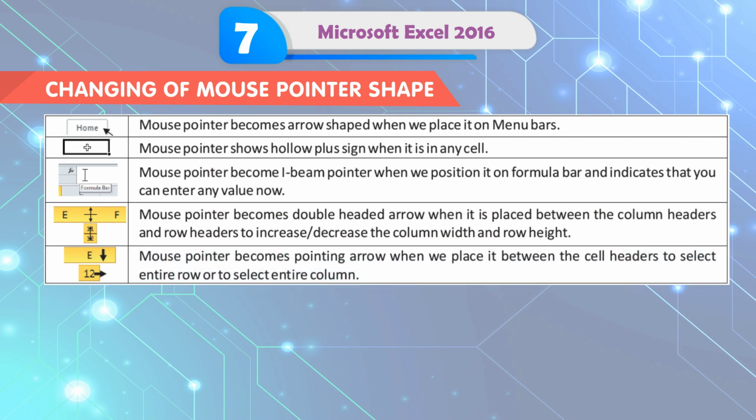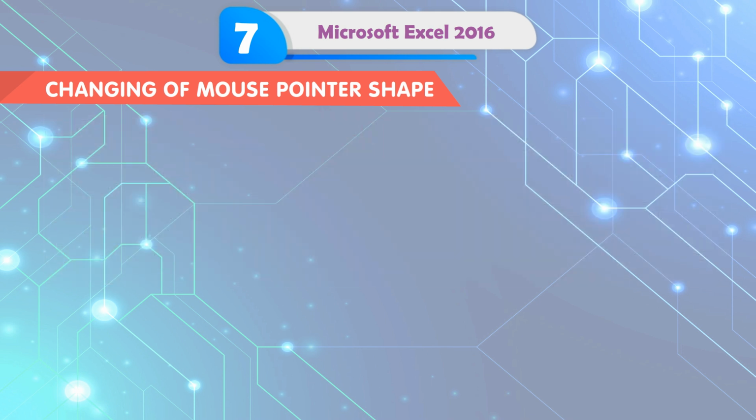Mouse pointer becomes a pointing arrow when we place it on the cell headers to select the entire row or to select the entire column.